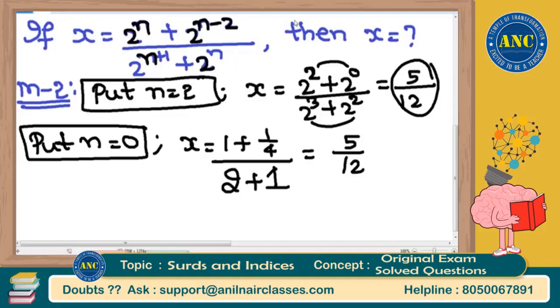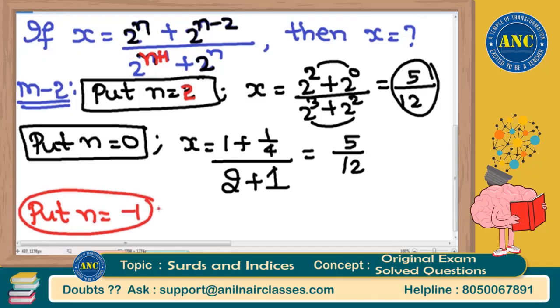Sir, I don't want to put n value minus 2, n value 2 and n value 0. Can I put some other power? Definitely yes. Can I say that I have power as n plus 1? N plus 1 should become 0. So n value put it as minus 1. Any other value also you put, sir, you will still get the same answer.